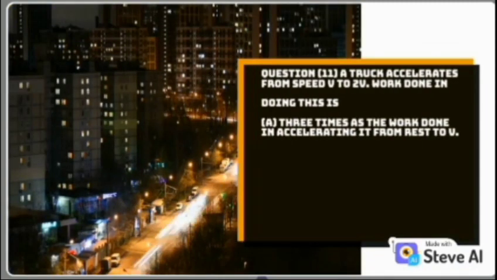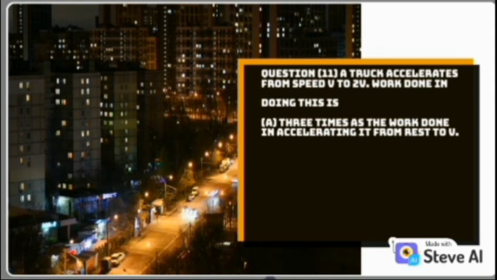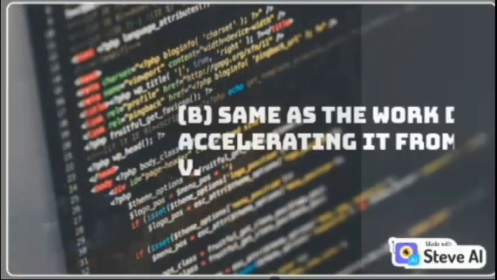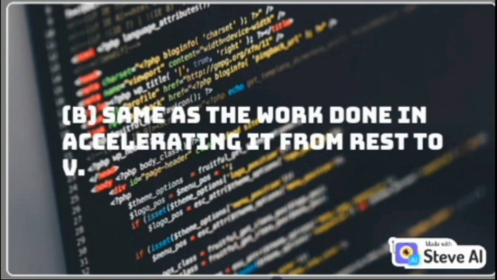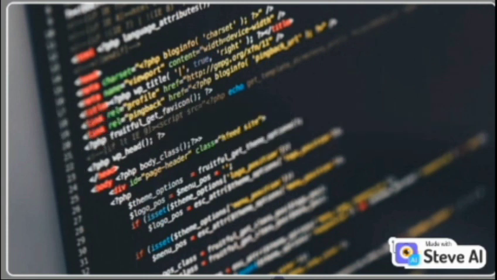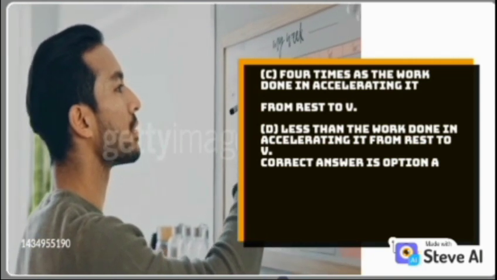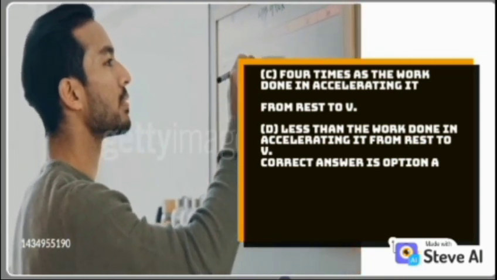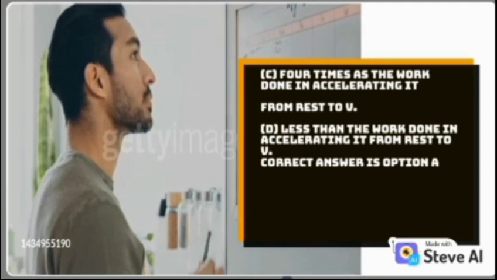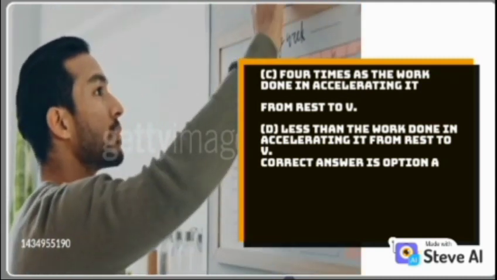Question 11. A truck accelerates from speed v to 2v. Work done in doing this is: A. 3 times the work done in accelerating it from rest to v. B. Same as the work done in accelerating it from rest to v. C. 4 times the work done in accelerating it from rest to v. D. Less than the work done in accelerating it from rest to v. Correct answer is A.